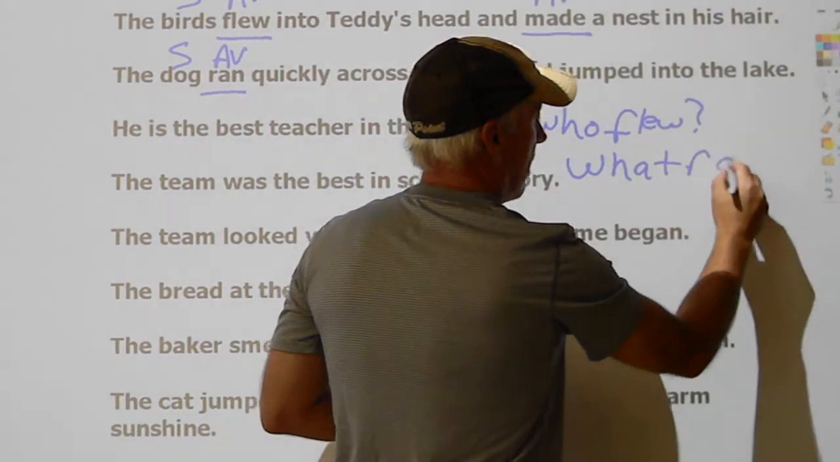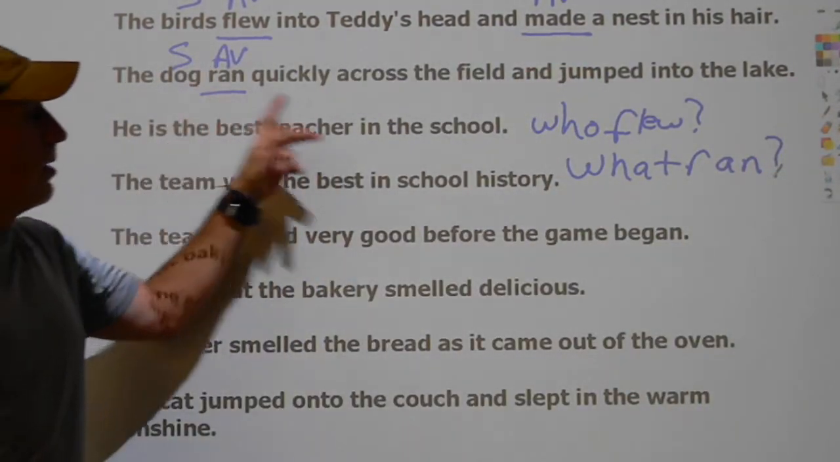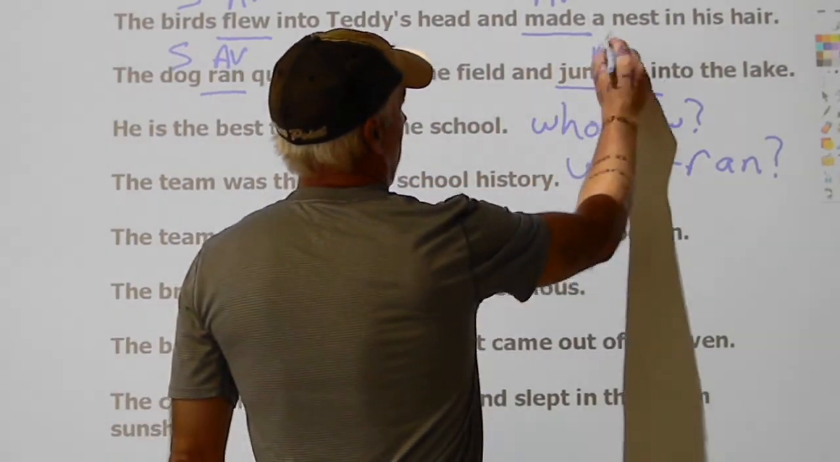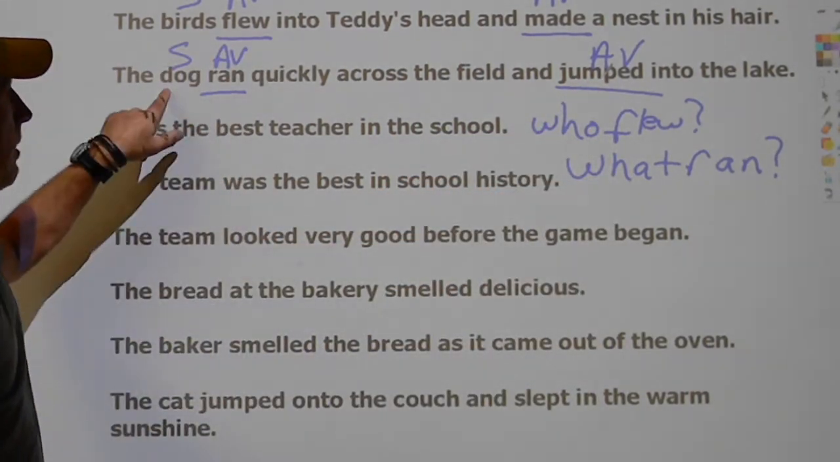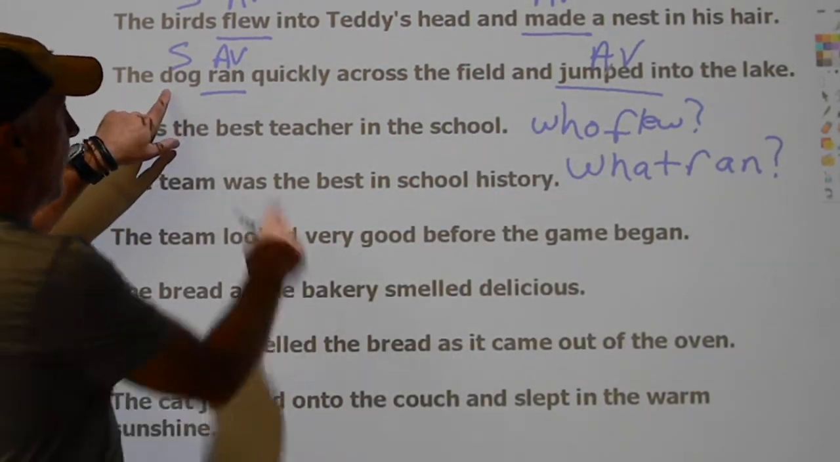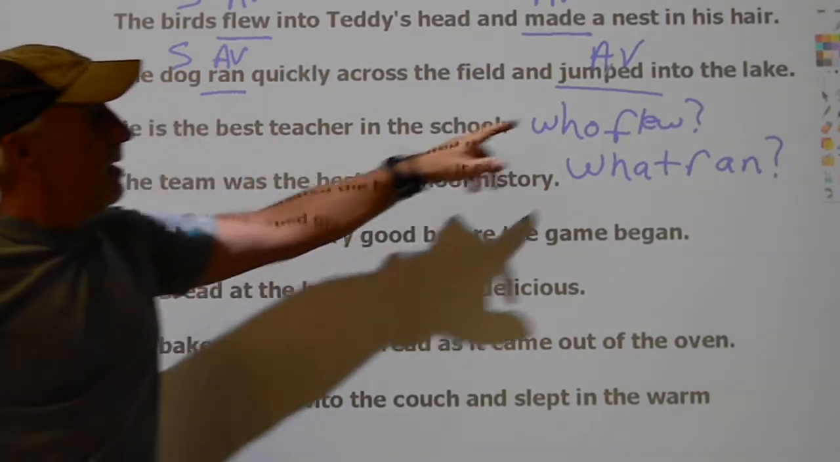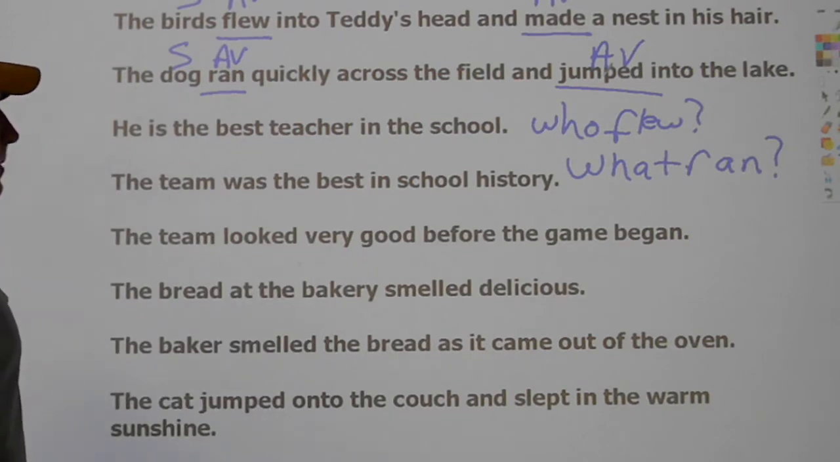Sorry, excuse my back. What ran? The dog ran, okay? Across the field. Oh, another verb, look at that. Another action verb. Who or what jumped? Dog. So the subject for ran is dog. The subject for jumped is also dog.